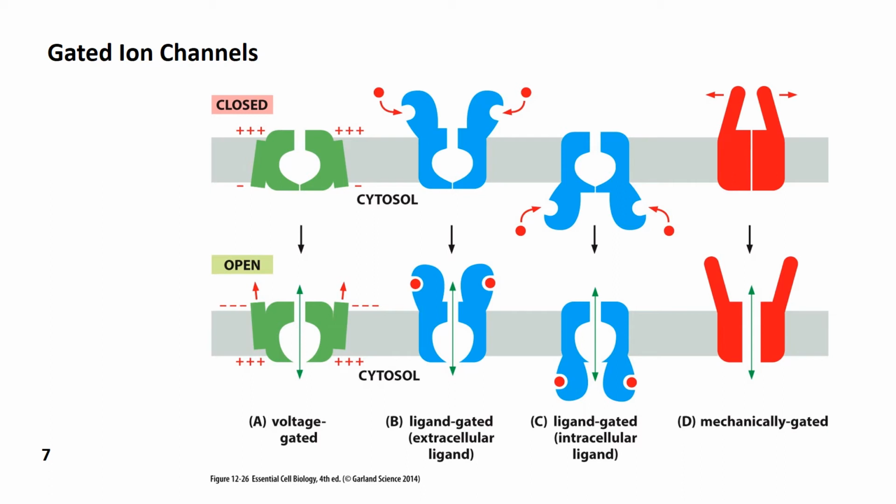Finally, shown in panel A, ion channels can open or close dependent upon the charge distribution around them. These are termed voltage-gated channels. When the membrane voltage changes, the shape of the ion channel changes as well, and that causes the ion channel to open or close.